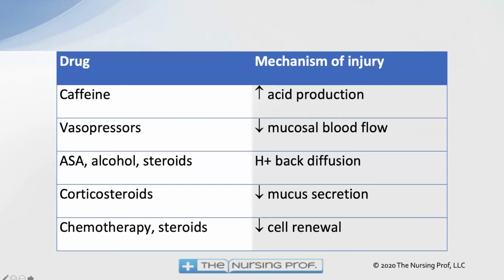Aspirin, alcohol, and steroids all create more hydrogen ion back diffusion, meaning that there's more acid left in the stomach. Corticosteroids decrease our mucus secretion, so we have less mucus lining in the stomach, and that then opens up the stomach wall so that we're more likely to have erosion.